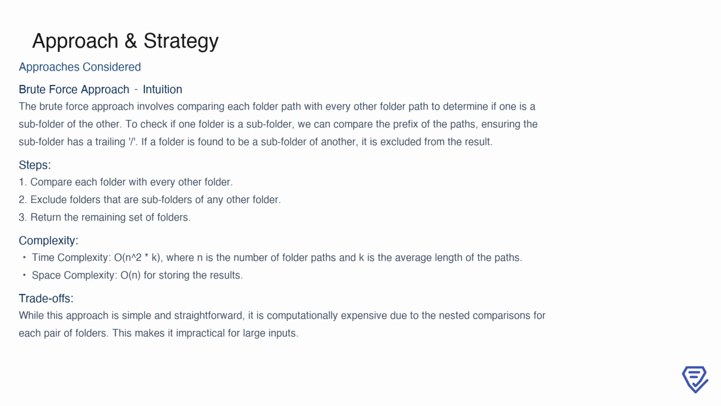However, when we analyze this approach, we see that it comes with a significant computational cost. The time complexity is O(n²*k), where n represents the number of folder paths, and k is the average length of the paths. The space complexity is O(n) to store the results. While the brute force method is simple to understand, the nested comparisons make it inefficient, especially for large inputs. This trade-off between simplicity and performance highlights why this method might not be practical in real-world scenarios with substantial datasets.